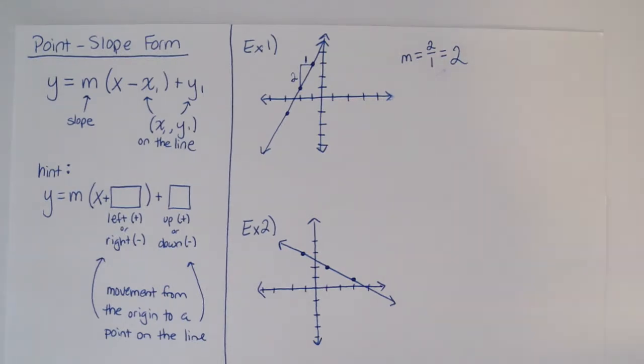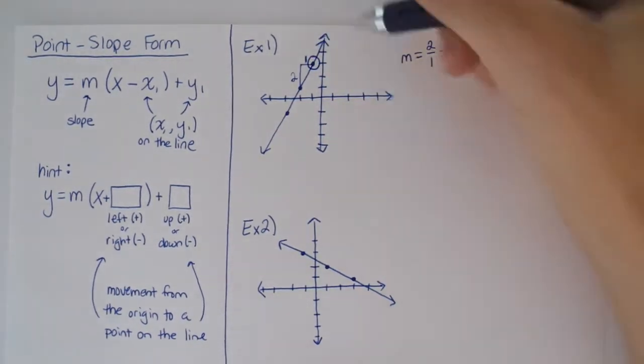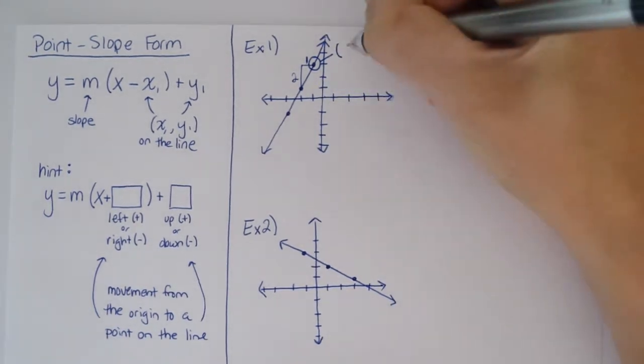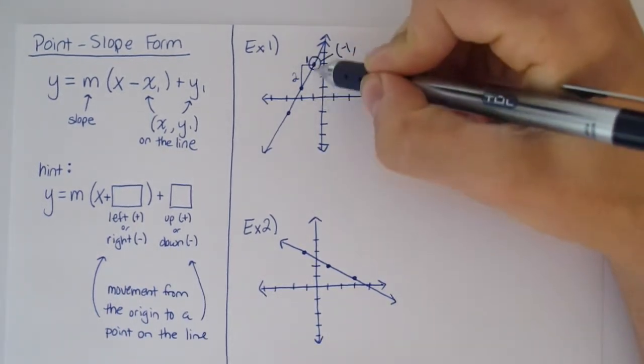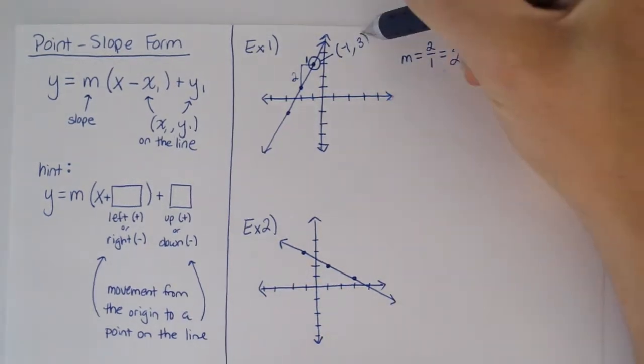So now I need a point. Point-slope form, you need the slope, and you need a point. And I can choose any point that I want to. I think maybe I'll pick this point here. So let's go ahead and write down the coordinates of that point. It's left 1 and up 3. Okay, those are the coordinates of that point.